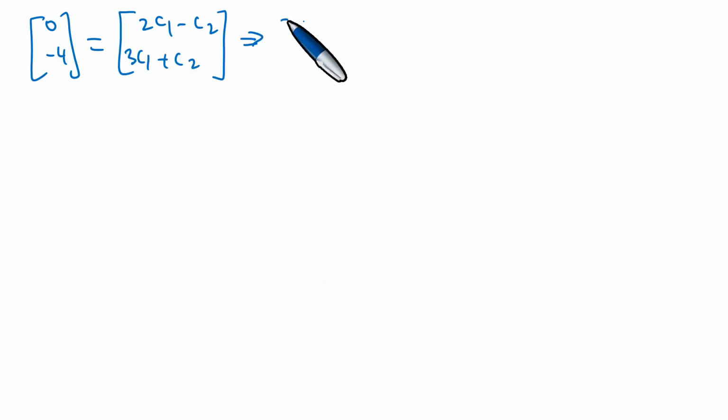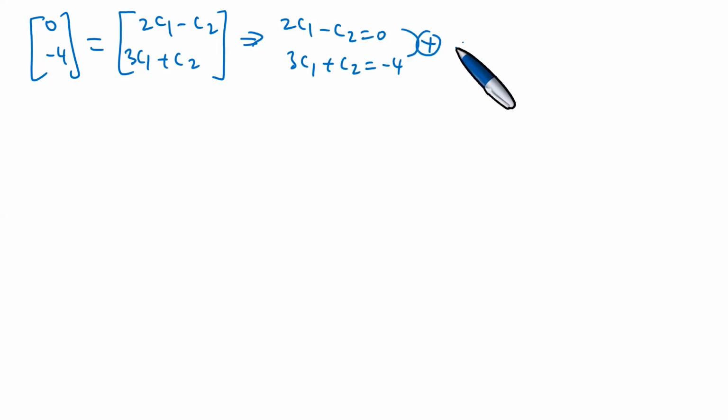Which means 2c1 minus c2 is 0. These are like simultaneous equations. 3c1 plus c2 is minus 4. Can you solve this simultaneously if you take these two equations and you add them up? The result is this one is going to cancel out, giving us 5c1 is equal to minus 4.